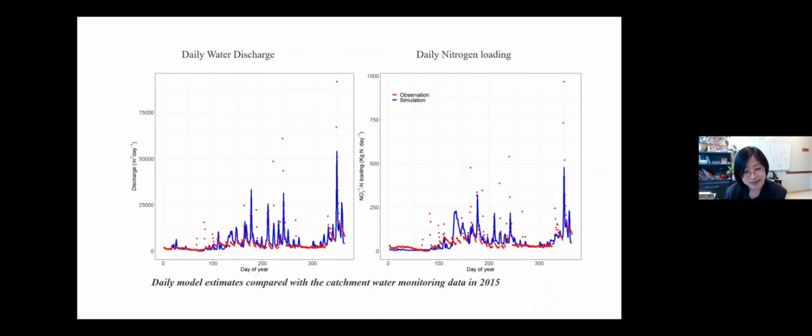This is the simulation result we first got. I have to say the answer is disappointing. Here, the blue line is the model-estimated daily water discharge and daily nitrogen loading from these small catchments, while the red dots are monitoring data in 2015. You can see the blue line can roughly capture the daily fluctuation and the base flow patterns, but missed most of the peak flow. And there is a time lag of a couple of days between data and model if you take a closer look.